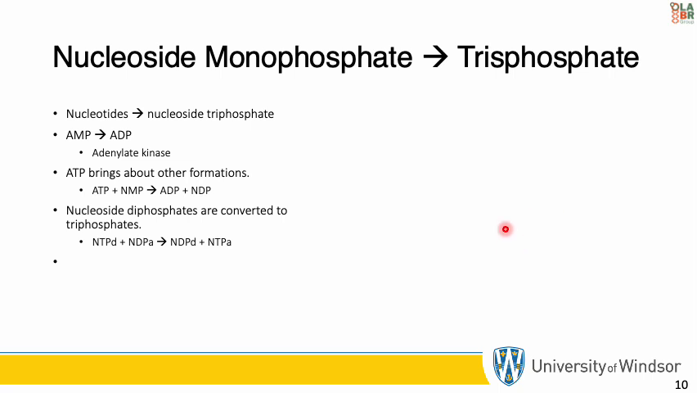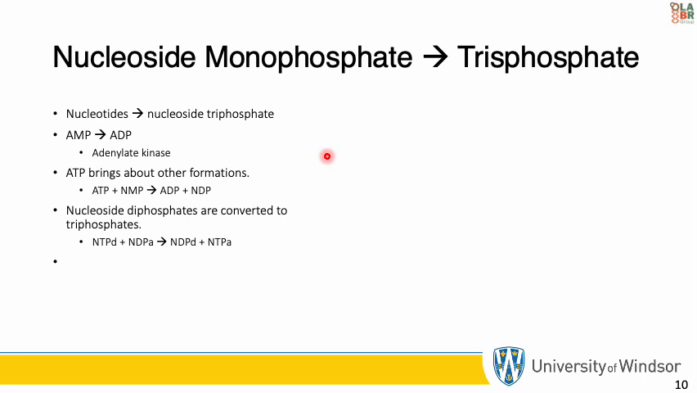All right, so shifting gears here a little bit, we're going to go to nucleoside monophosphates and their conversion to nucleoside triphosphates. Nucleotides, to be used in biosynthesis, are generally converted to nucleoside triphosphates. The conversion pathways are common to all cells, like we've said before. This is a common theme that keeps reoccurring.